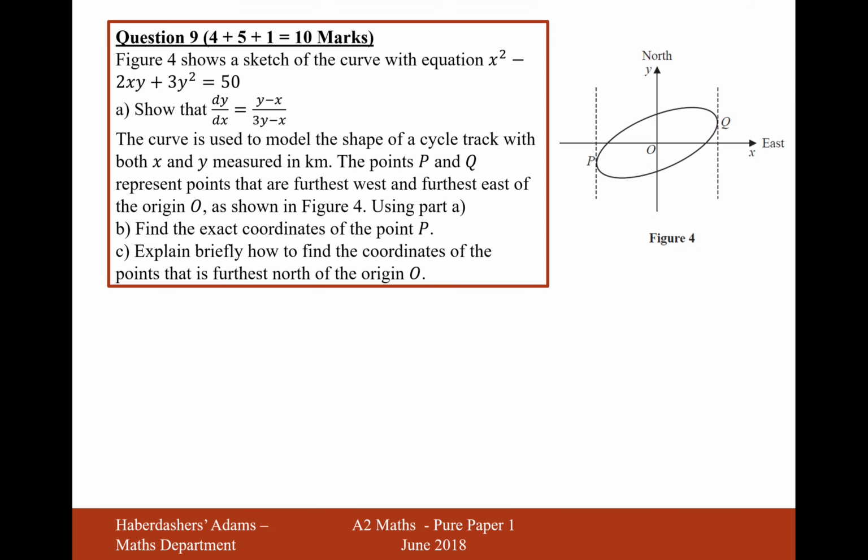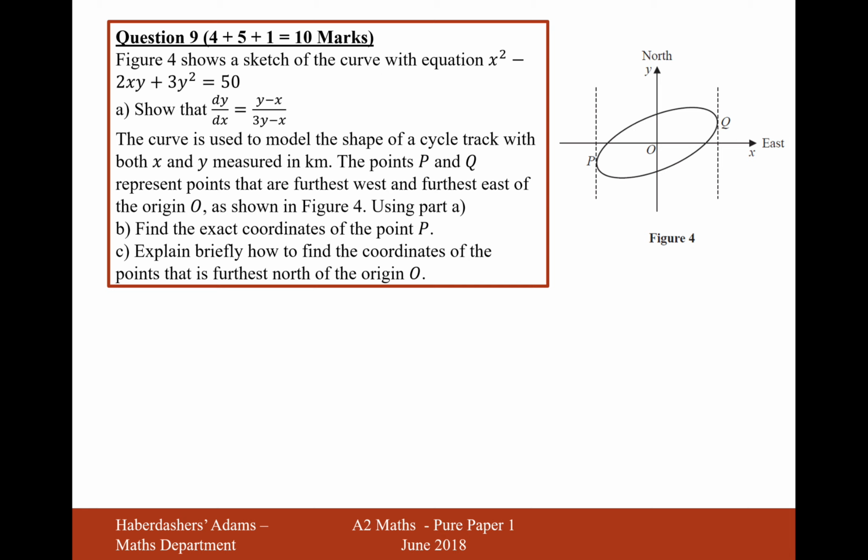So moving on to part B. The curve is used to model the shape of a cycle track with both x and y measured in kilometres. Points P and Q represent points that are furthest west and furthest east of the origin O, as in figure 4. Using the answer to part A, part B is find the exact coordinates of P.